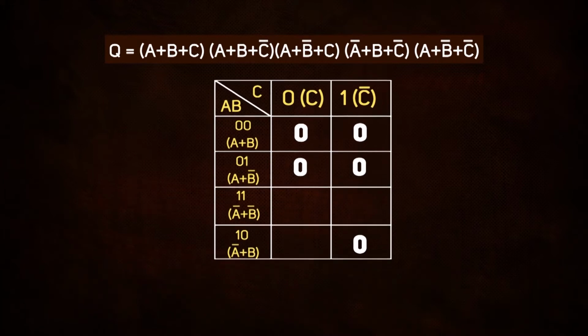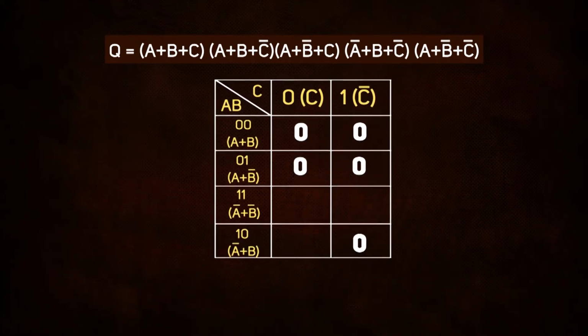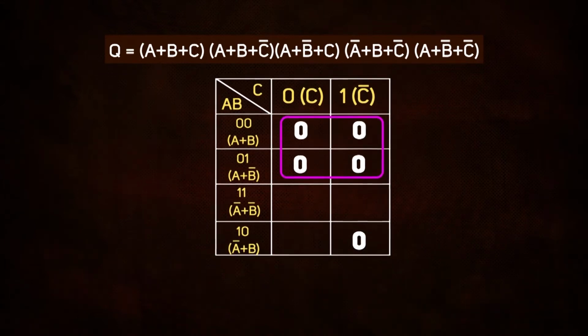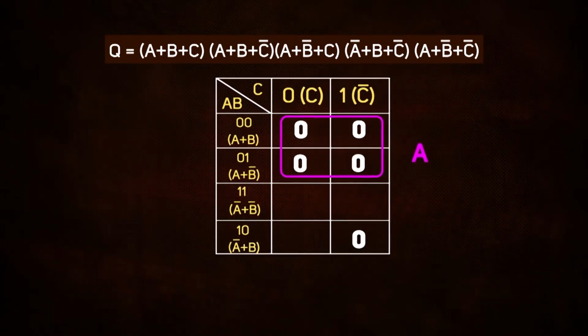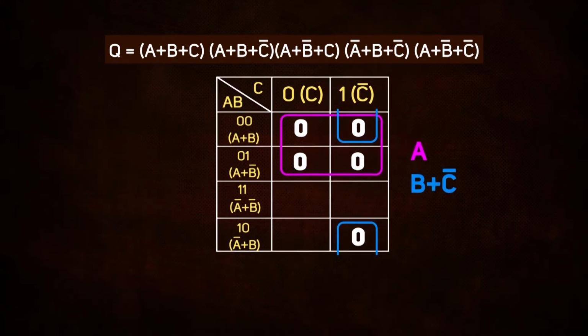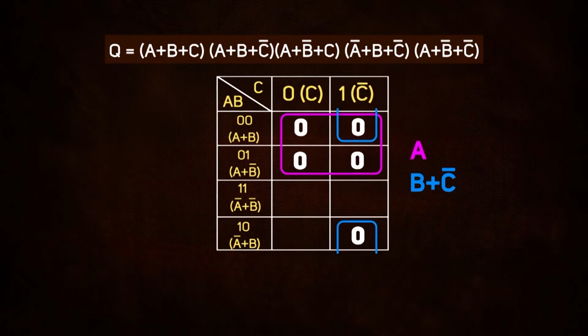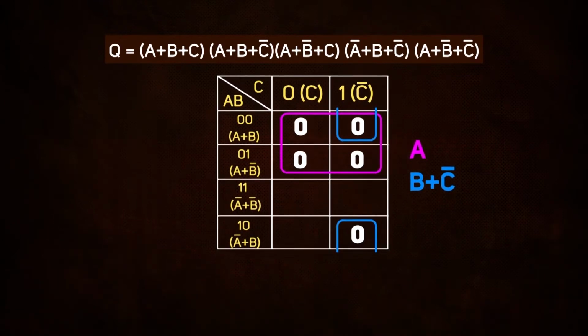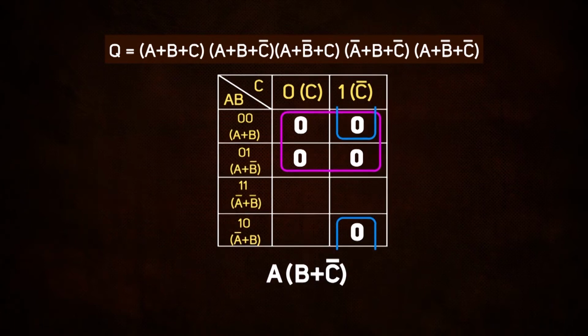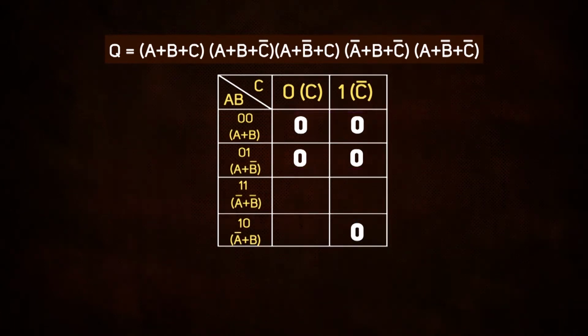The zeros can be grouped to obtain the minimized product of sums expression. From the quad, we obtain the term A, and from the pair, we get the term B plus C complement. And the simplified product of sums expression is A dot (B plus C complement). The same map contains a set of empty cells which are nothing but ones.